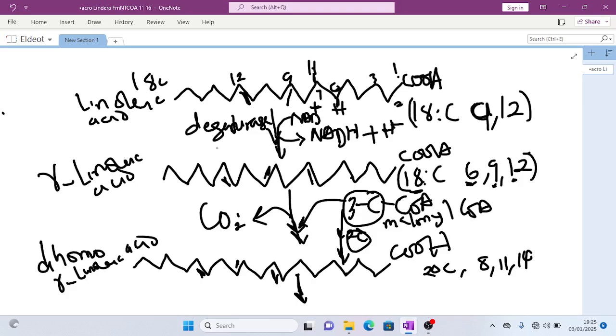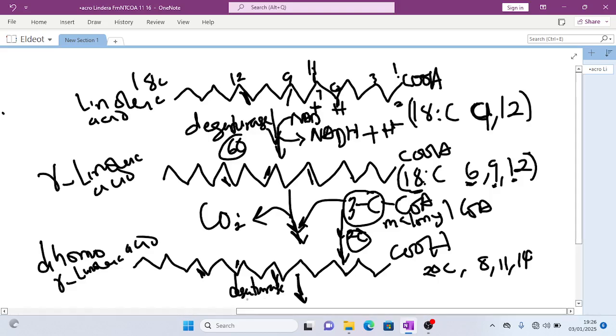So if we look at the first step here, the desaturase enzyme was acting on carbon 6, removing 2 hydrogens on carbon 6. But in this case now, the desaturase enzyme is removing 2 hydrogens from carbons 5 and 6. So here we have our desaturase acting on positions 5 and 6, specifically position 5.